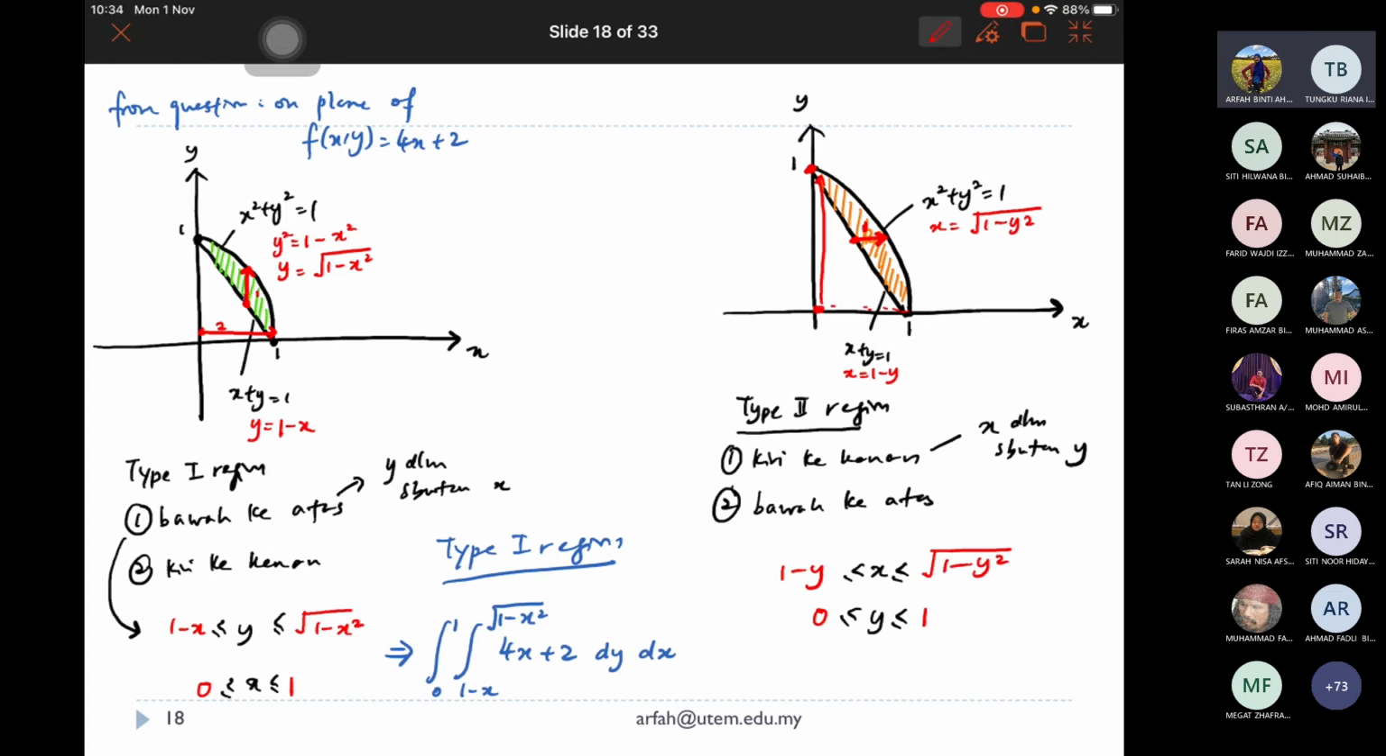Baik. Y will be daripada 0 ke 1. Ini adalah garisan yang kedua. So by using type 2, dia punya integration akan jadi 0 ke 1, 1 tolak Y, set 1 tolak Y squared, 4X tambah 2 dx dy. Okay. So itu adalah dia punya step kedua, tentukan region. So step ketiga, evaluate. So boleh salin dulu siapa nak salin. Then cuba evaluate dapat apa jawapan dia.